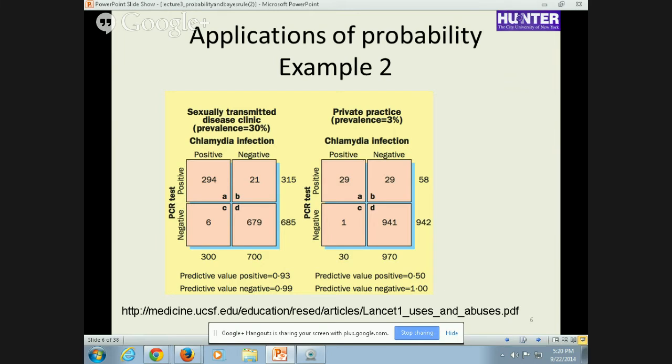Now, I have some examples from the newspaper and published literature coming in later where this is something that is not properly appreciated by many people, that the performance of a test does not just have to do with that test, it has to do with the population to which it is applied.